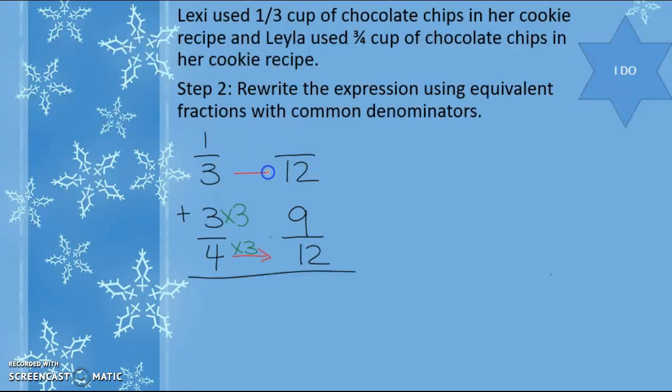What did I do to get from 3 to 12? You're right. You multiplied by 4. And whatever you do to the denominator, you must do to the numerator. 1 times 4 is 4. What you'll notice is that you have listed here equivalent fractions. 3/4 is equal to 9/12, and 1/3 is equal to 4/12.